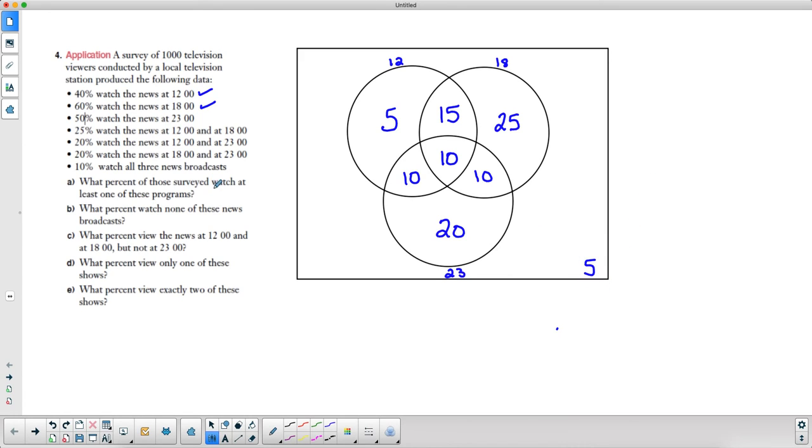So what percent watch at least one of these programs? That's 95%. That's in this whole thing. What percent of these watch none of these news programs? That's the 5 on the outside.